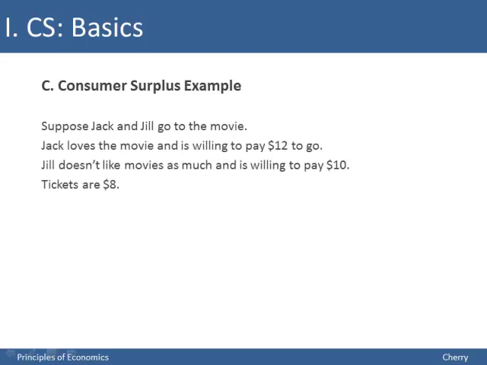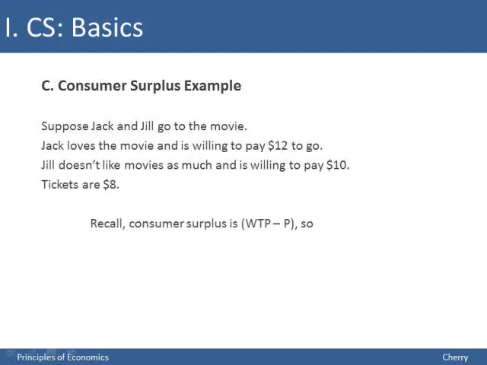Here's an example. Suppose Jack and Jill go to the movie. Jack loves the movie and is willing to pay $12 to go. So Jack really enjoys going to the movie, gets a lot of benefits from it, enjoyment from it. Jill doesn't like movies as much, but is willing to go. She's willing to pay $10. So she likes movies, but not as much as Jack, which is revealed by their willingness to pay. The market price for a ticket is $8. So both of them have a willingness to pay above the market price, which we'll see later is an indicator that they'll probably be willing to buy the ticket.